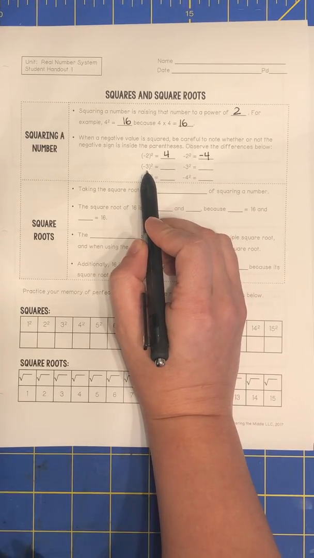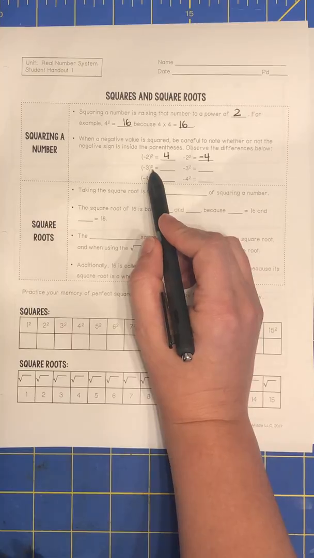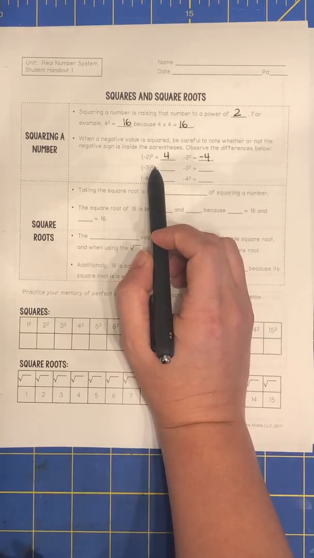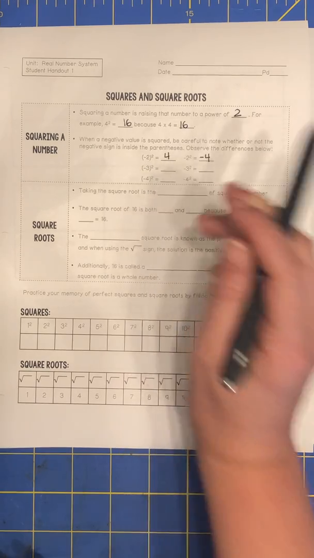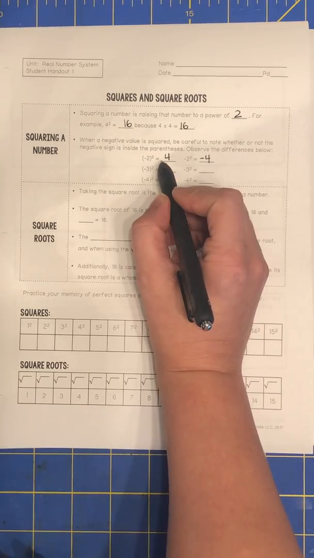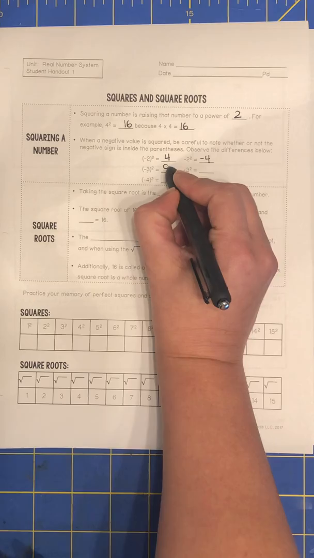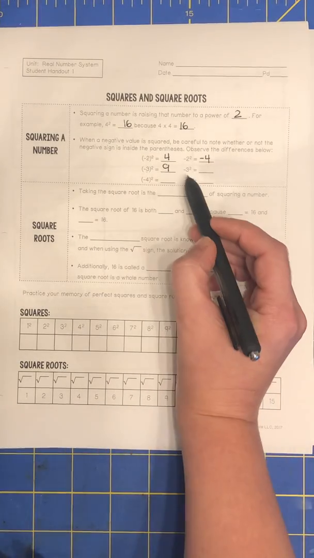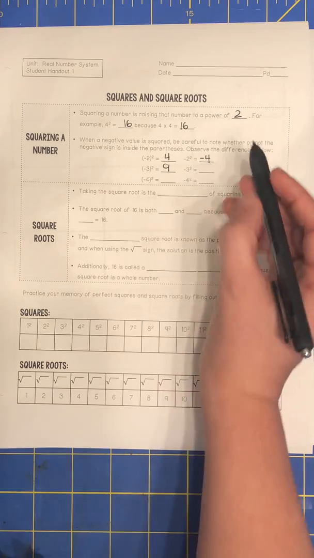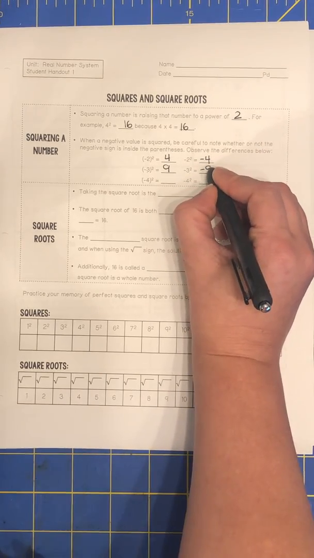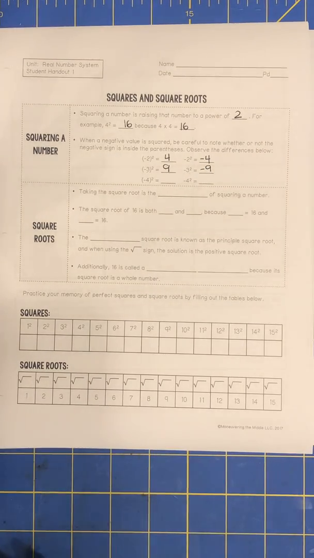Here we have negative 3 in parentheses to the power of 2. Just like the order of operations, I'm going to solve this negative 3 first. It's in parentheses, so negative 3 squared is going to be positive 9. But here I have 3 to the power of 2, or 3 squared, and that's going to be a negative. So here it'll be negative 9.